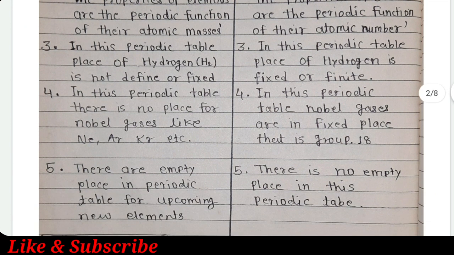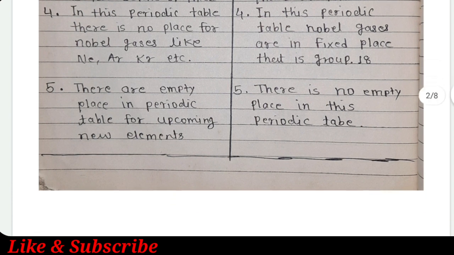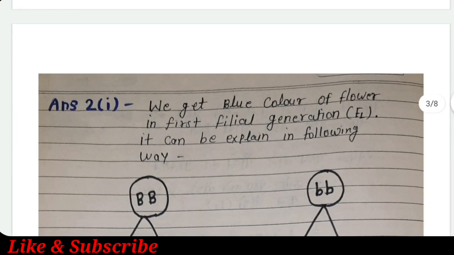Fourth difference: in this periodic table, there is no place for noble gases like neon, argon, krypton. In this periodic table, noble gases have fixed places, that is in group 18. Fifth difference: there are empty places in this periodic table for upcoming new elements. There is no empty place in this periodic table. In this way, your question number 1 has been completed.